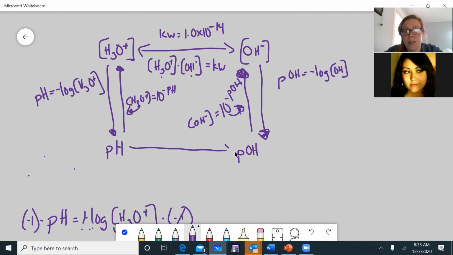pH and pOH. How do these things relate to each other? Super simple equation. I really like this one. This one is a little more work because I have to use exponents and stuff. This one's so easy. pH plus pOH always equals 14. So if you know your pH, you can find your pOH by subtracting it from 14 and vice versa. So this is super easy.